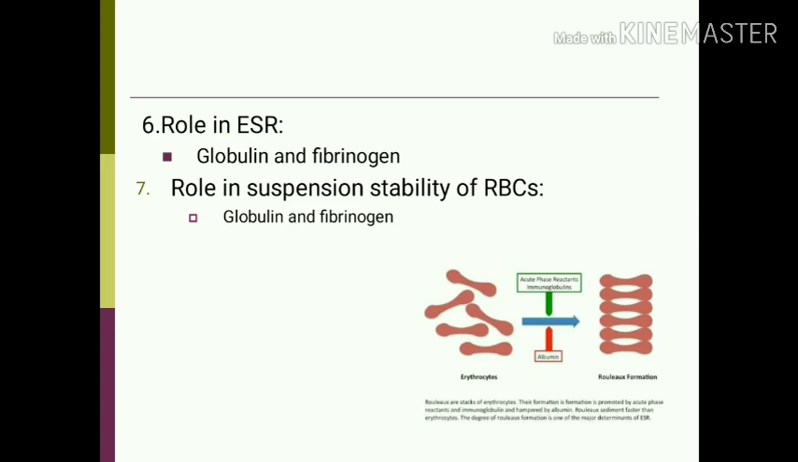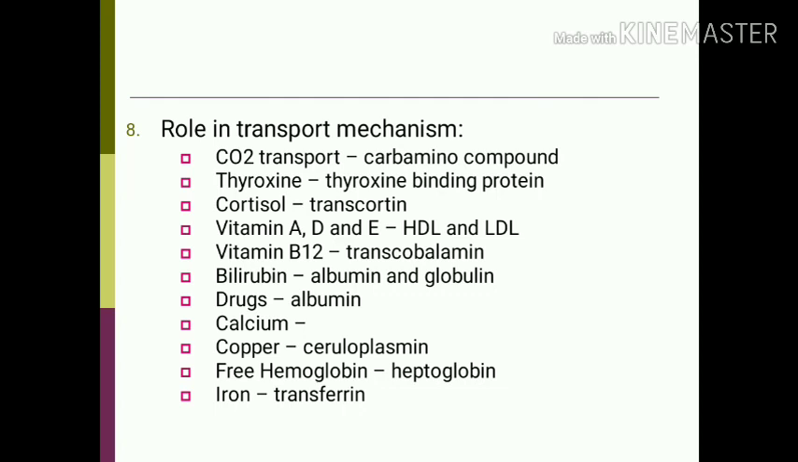If blood loses its suspension stability, it leads to roller formation in circulation, that is, piling of the RBCs takes place, and that is prevented by globulin and fibrinogen in the circulation. Plasma proteins also play an important role in the transport mechanism.